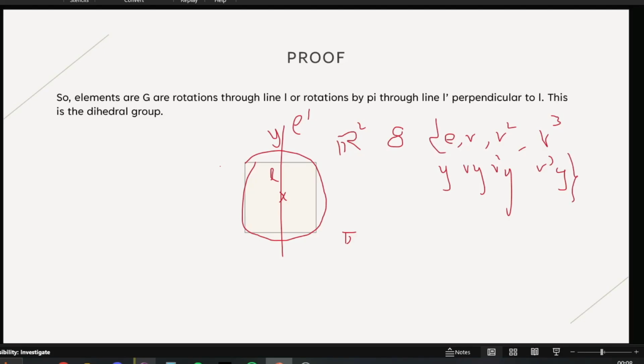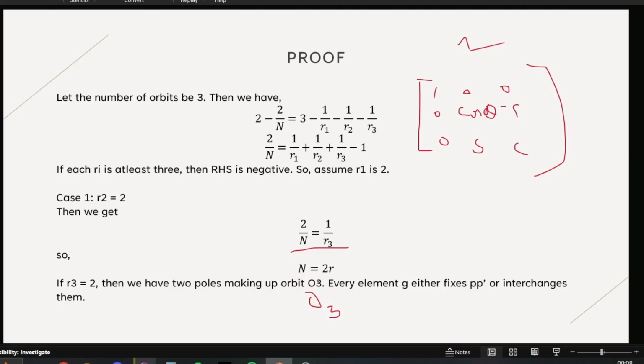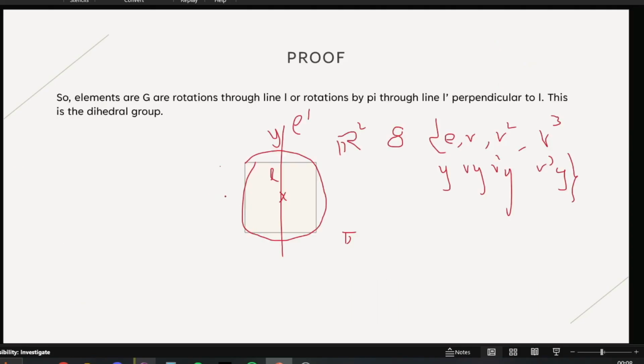So we get the dihedral group and the orbit O3. So we have three orbits. One is the orbit O3, the other orbit is for vertices, and the other is for faces. One is for the vertices and one is for the centers of faces. So those are the three orbits.